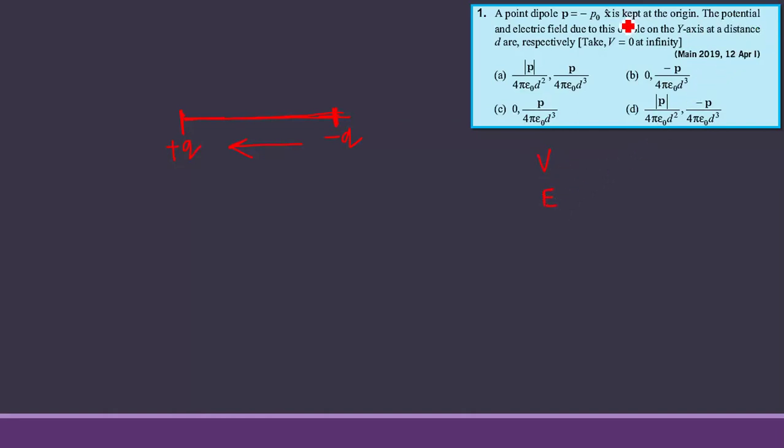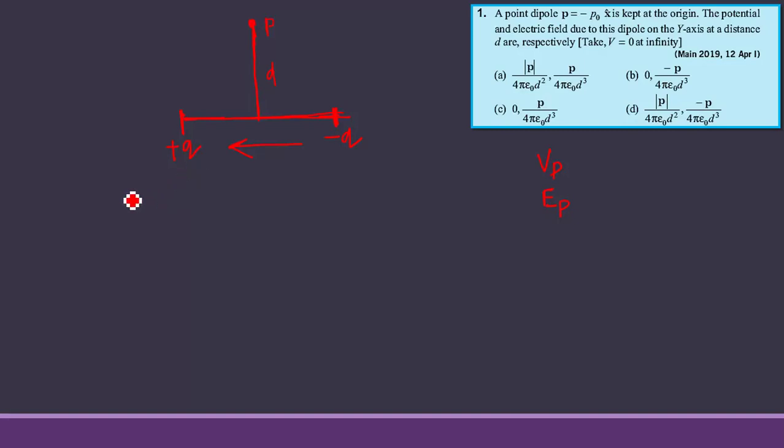where the potential and electric field are due to this dipole on the y axis at a distance d. This is the y axis, at distance d, at this point. Let this point be P. K is already one constant, 9 into 10 to the power 9. So he is asking the potential at point P and the electric field at point P. First we will calculate the potential.